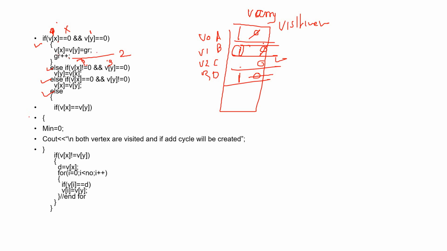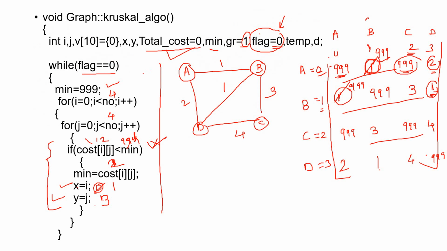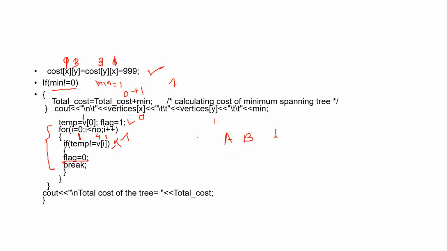After that, it will bypass all remaining things and jump to here. Now cost of 1 3 is equal to cost of 3 1 is equal to 999. Okay, so again we are modifying this value. Cost of 1 3 instead of 1 will become 999, and 3 1 will become 999. Okay, because next time we should not consider that edge as a minimum one. Now after that, minimum is not equal to 0? Yes, true. Okay, so total cost is equal to previous total cost 1 plus new minimum value 1. 1 plus 1 will become 2. And which vertex we have considered?